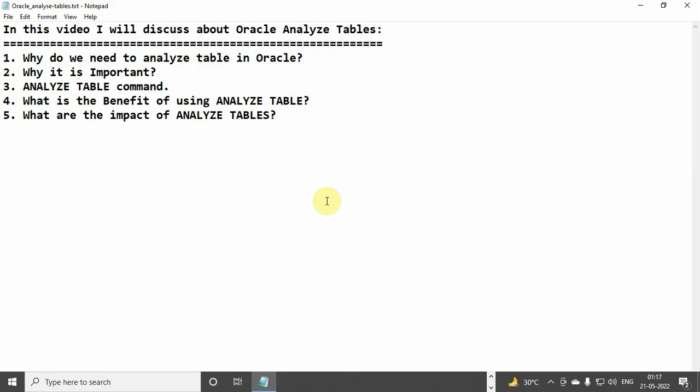In this session I am going to discuss the Oracle Analyze command, analyze tables. What is analyze tables? First, why do we need to analyze a table in Oracle? Next, why is it important? Number 3, the analyze table command. Number 4, what is the benefit of using analyze table? Number 5, what is the importance of analyze tables? I'll describe each point and each question one by one, and discuss it in detail. Okay, so let's start.